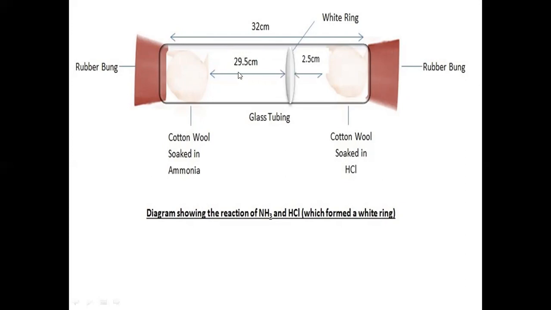What is important for us to note is the distance in the tube at which the white ring forms. It forms 29.5 centimeters away from the end that had the ammonia and 2.5 centimeters away from the end that had the hydrochloric acid. This suggests that the ammonia had diffused a greater distance than the hydrochloric acid did. The reason for the faster diffusion rate of the ammonia is due to its size and its lower molecular weight.